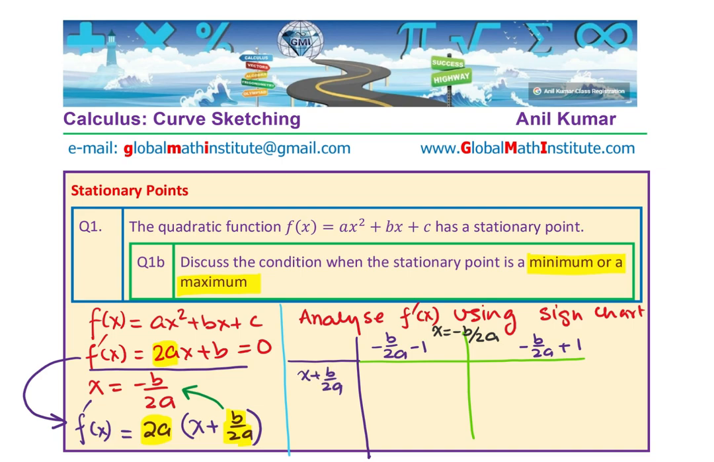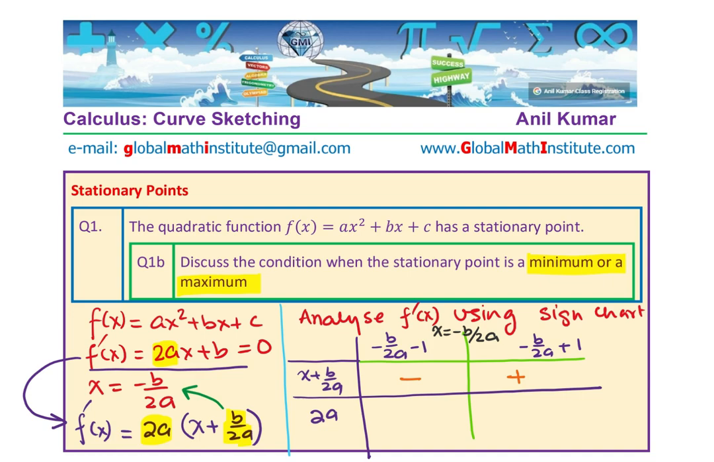And the other being 2a. So these are the two factors to be tested. Is that part clear to you? Now, since we have minus b by 2a, that will make it 0, and that minus will make it negative, and this plus 1 will make it positive. So that is clear for this.